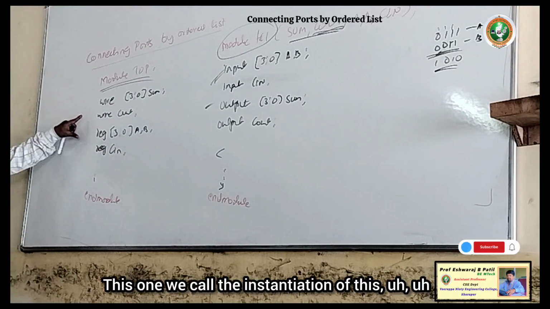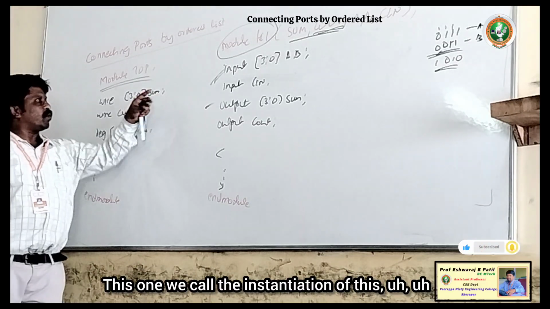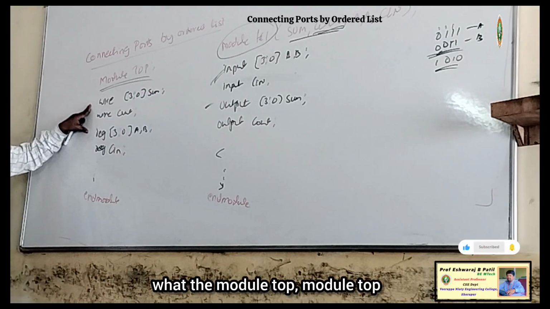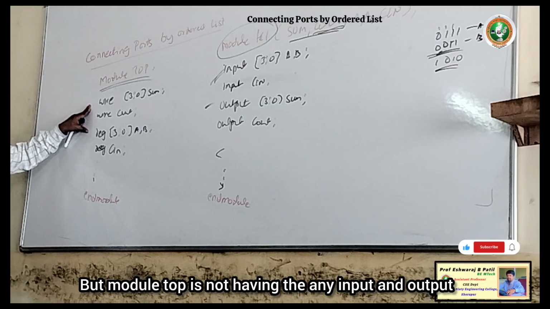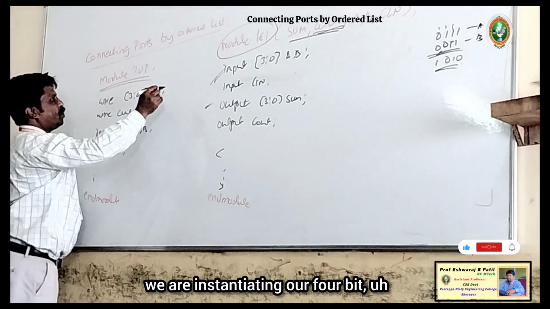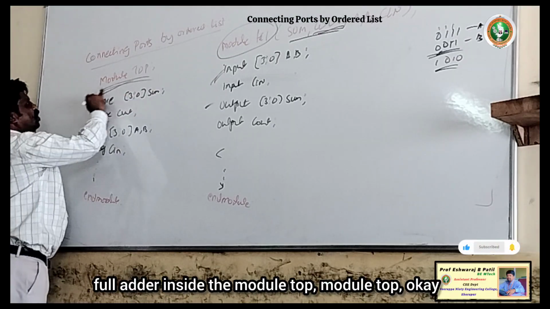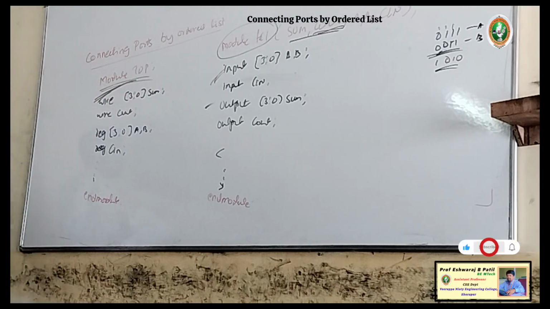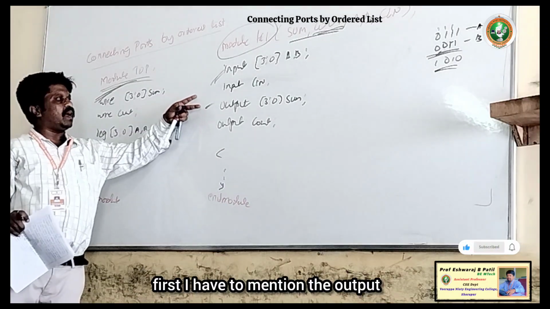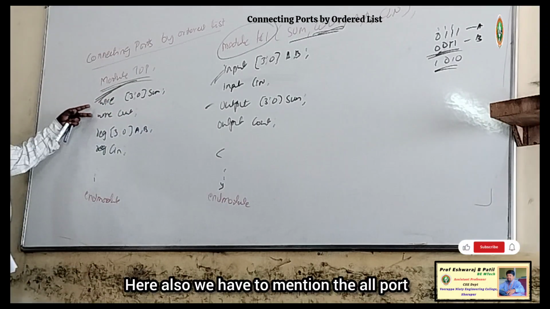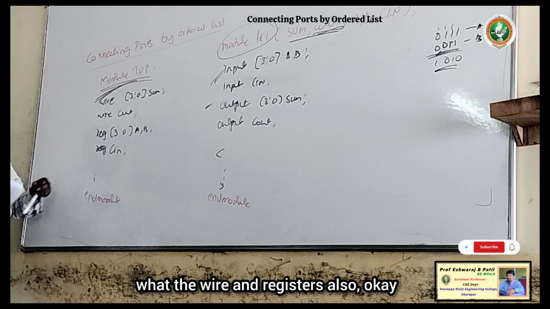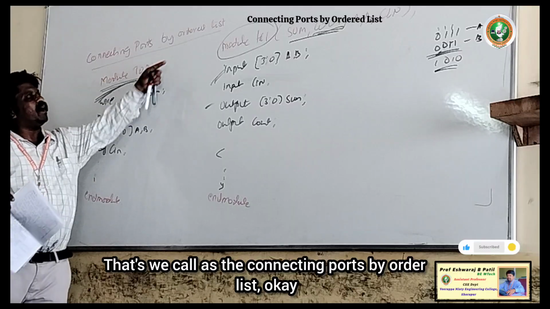This one we call the instantiation of this module FA1 inside the module top. But module top is not having any input and output; we are instantiating our 4-bit full adder inside the module top. That one we call connecting ports by order list. First I have to mention the output, then the input. Here also we have to mention the output, the wire and registers also.